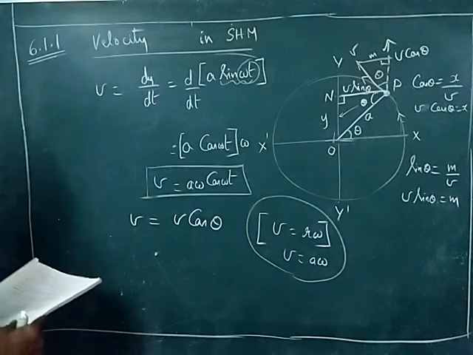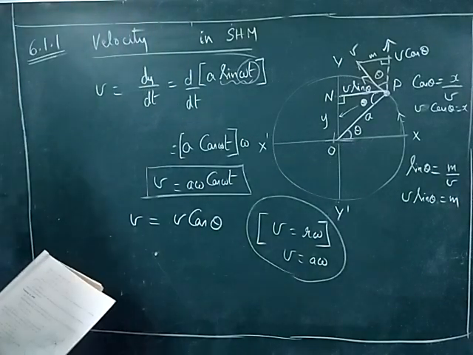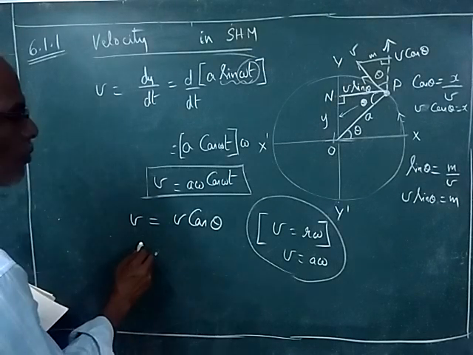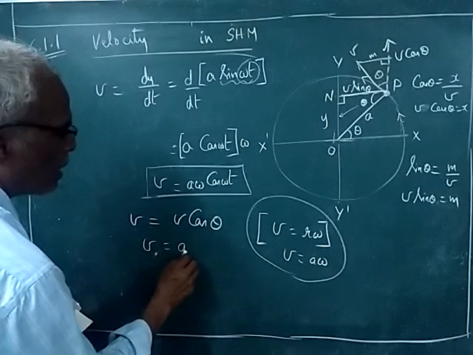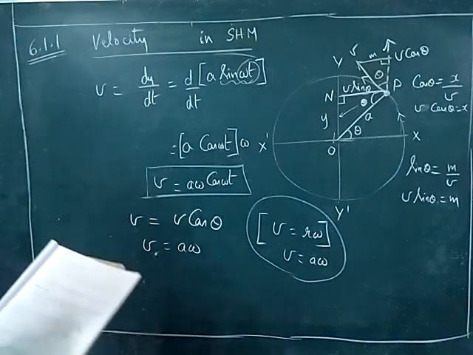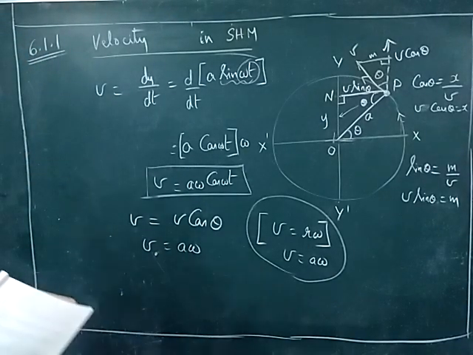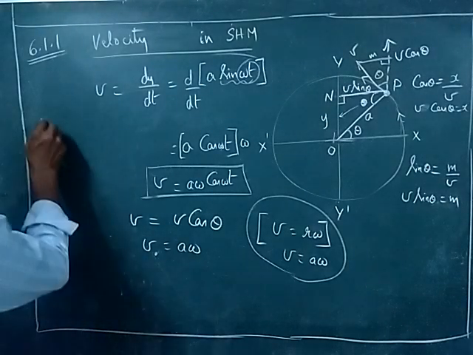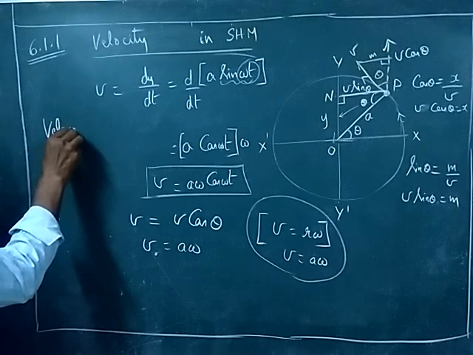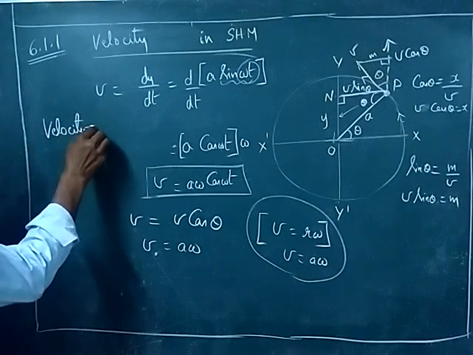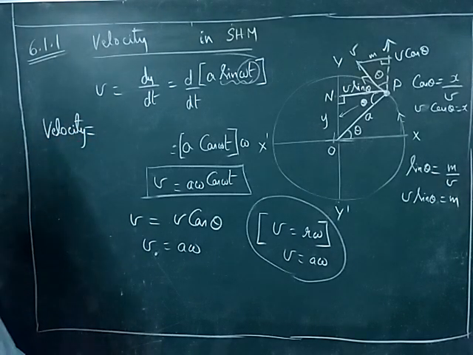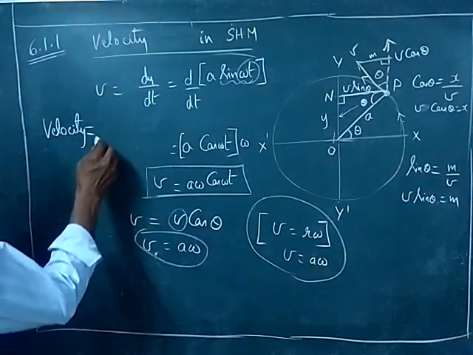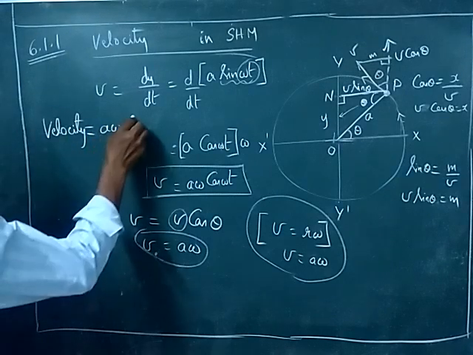Now we all know that v cos theta, where v is equal to a omega. Therefore, velocity is equal to, in the place of v we can substitute this value, which is a omega cos theta.